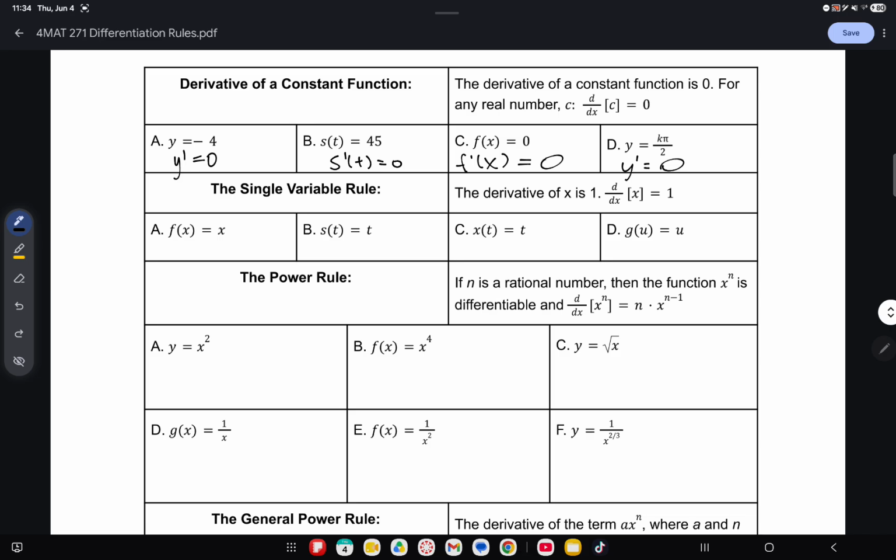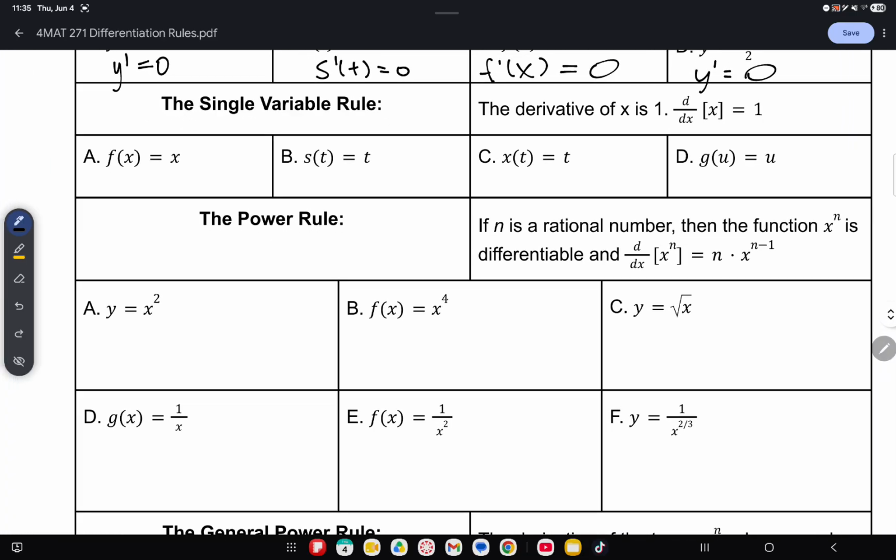Then we have the single variable rule. So the derivative of just a single variable is going to be 1. And I'll show you with the power rule that's next why this is 1. So if f of x equals x, then f prime of x equals 1. If s of t equals t, then s prime of t is 1. If x of t is t, then x prime of t is 1. If g of u is u, then g prime of u is 1.